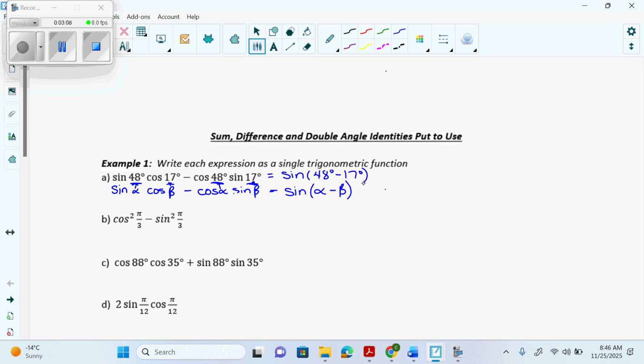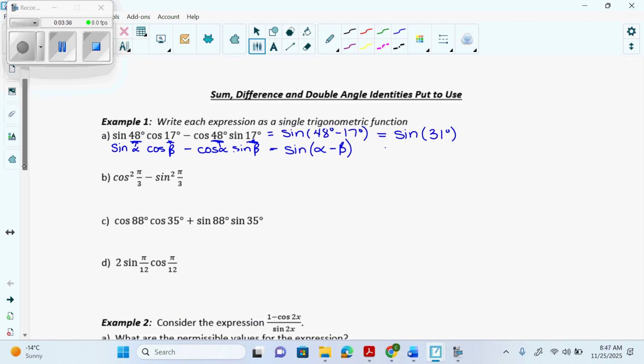Because they want us to write each expression as a single trig function. So like sine of something, cos of something, tan of something, then we're done. That's a trig function. What's 48 minus 17? Sine of 31. Yeah? Done. That's a single trig. I want you to see if you can figure out how these three expanded forms can be made into a single trig off your formula sheet. Try it out.